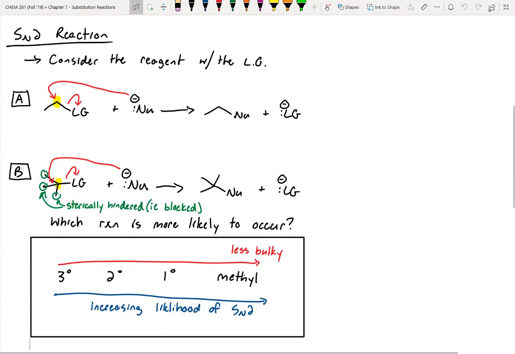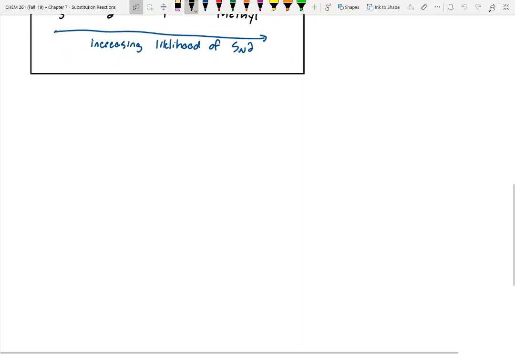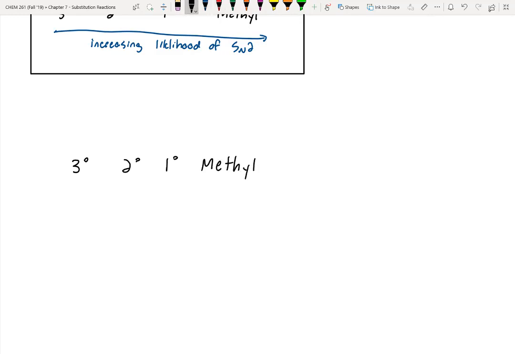SN2 reactions are a little bit different. We said instead of looking at carbocations, we're just simply looking at how crowded the carbon is with the leaving group. So let's combine this together, just because a few people asked me about this in my office. We'll say tertiary, secondary, primary. Actually, I'm going to take out these, and methyl. These are all the carbon with the leaving group attached.